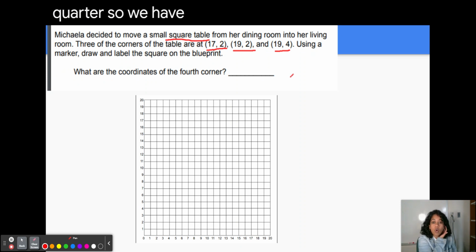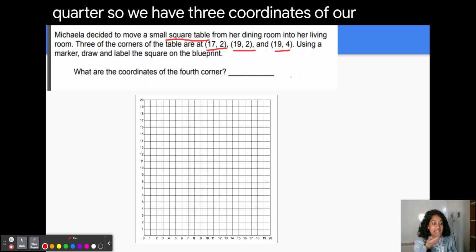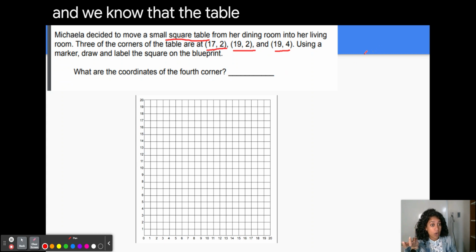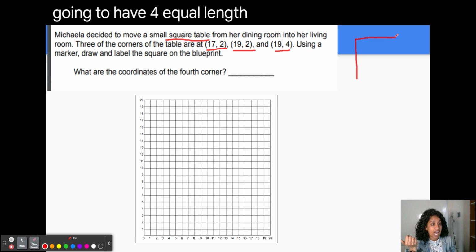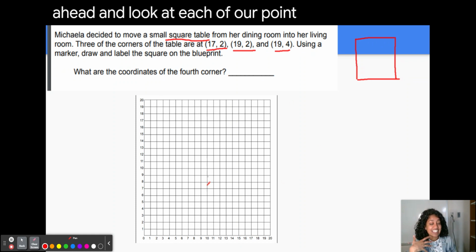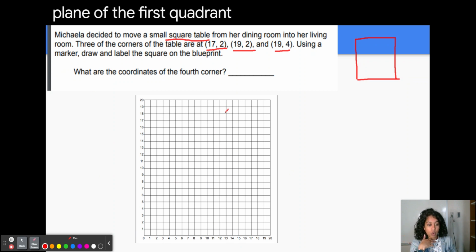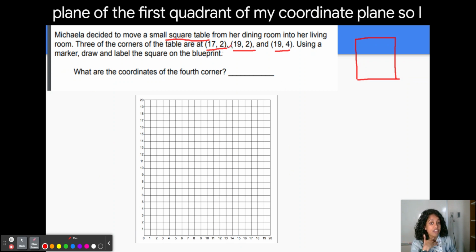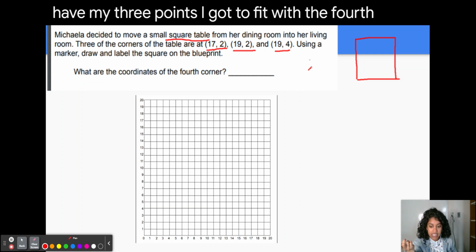So we have 3 coordinates of our table, and we know that the table is a square. A square is going to have 4 equal length sides, and it's going to have 4 90-degree angles. Okay, so it's going to look something like this. We have to look at each of our points, and let's plot them. Over here, I have the first quadrant of my coordinate plane. So I have my 3 points. I've got to figure out what the fourth point is.